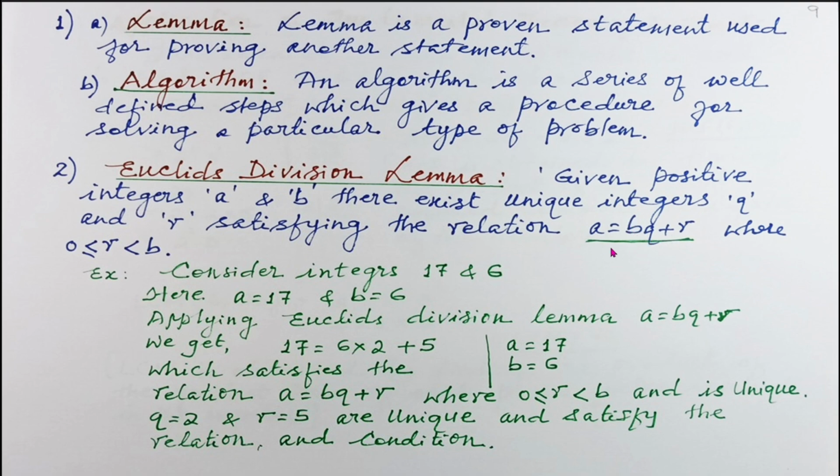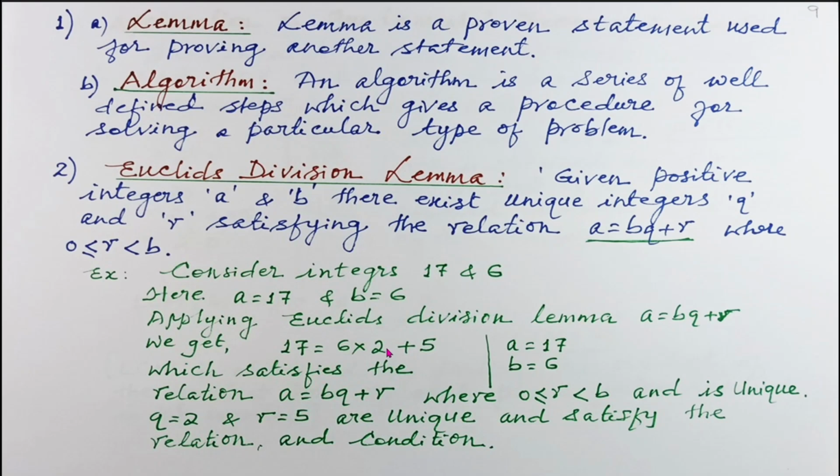Now let us apply this lemma to two numbers, 17 and 6. See, a and b are two integers. I have taken two integers here, 17 and 6. So let us apply Euclid's division lemma to this. Now a is 17, b is 6. Applying Euclid's division lemma, a is equal to bq plus r, we get 17 is equal to 6 into 2, 6 into 2 is 12, 12 plus 5 is 17.